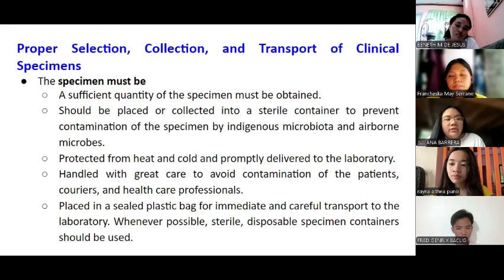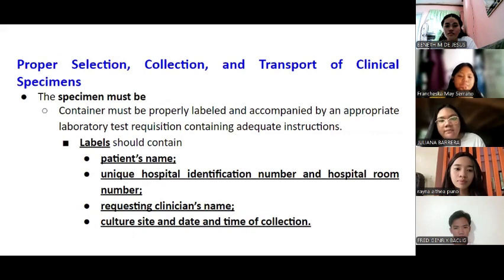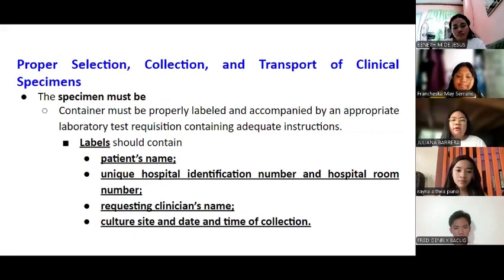Specimens must be handled with great care to avoid contamination of the patient, couriers, and healthcare professionals. The specimen container must be properly labeled and accompanied by an appropriate laboratory test requisition containing adequate instructions. Next. These are the things needed on the label: the patient's name, the hospital identification number and room number, the requesting clinician's name, the culture site, and date and time of collection.